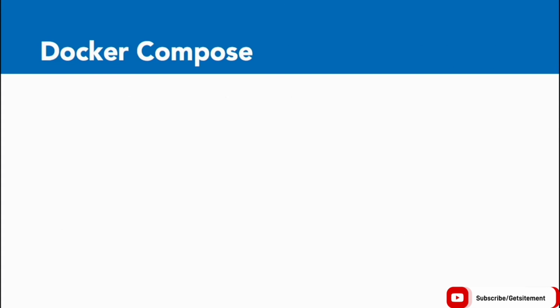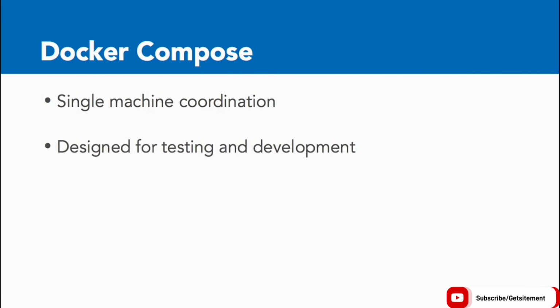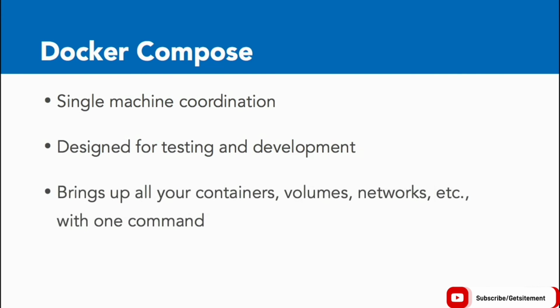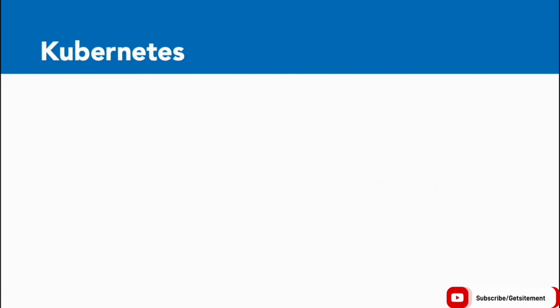The easiest to get started with, the simplest, is Docker Compose. For single machine coordination, there is a de facto standard. In fact, you already have it on your computer. It's designed for testing, development, staging, generally working on projects that have more than one container, but not for serving them in a large scale system and not for things that scale dynamically. What it does is bring up all your containers and volumes etc. with one command. You just run docker-compose up and it installs all your containers.